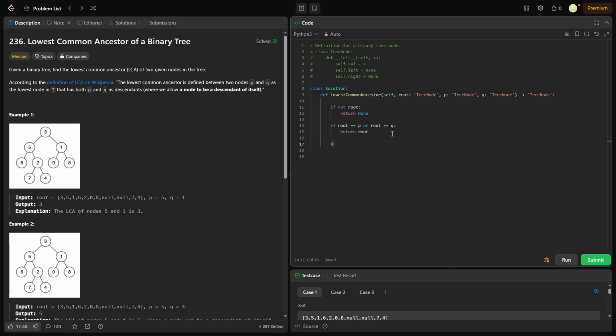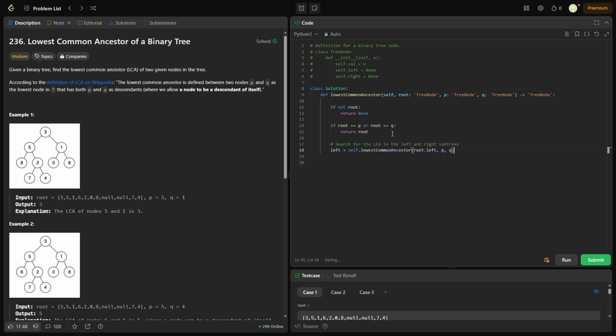Which we'll do right here, where we search for the LCA in the left and right subtrees. So we're going to say left is equal to self.lowestCommonAncestor of root.left. We're going to say P.